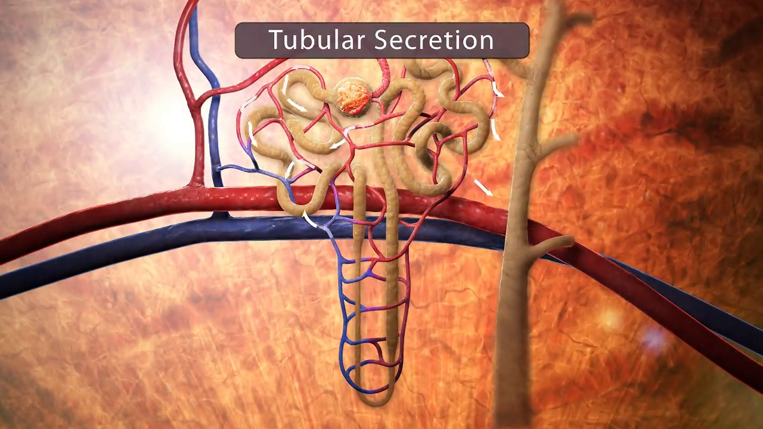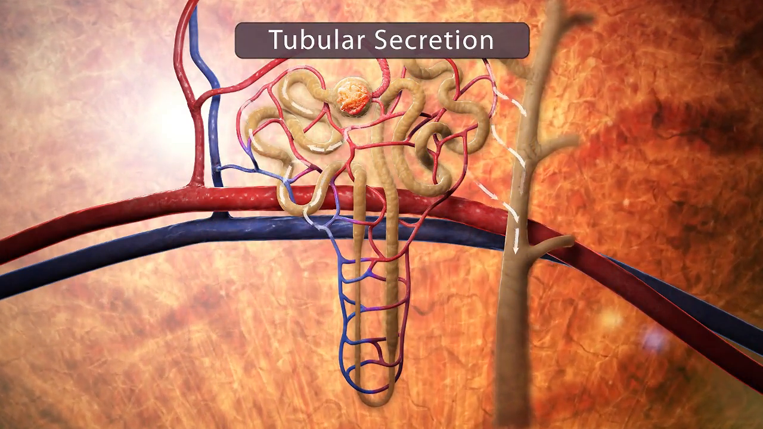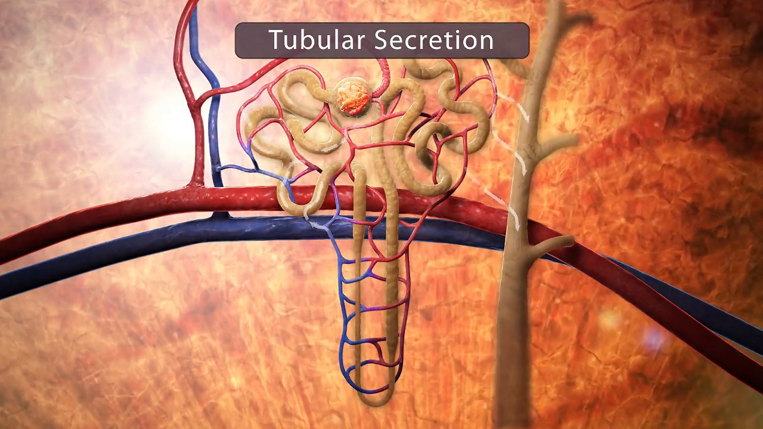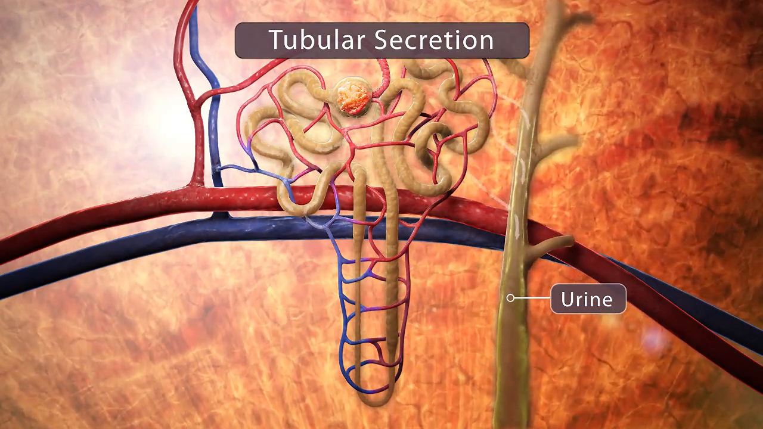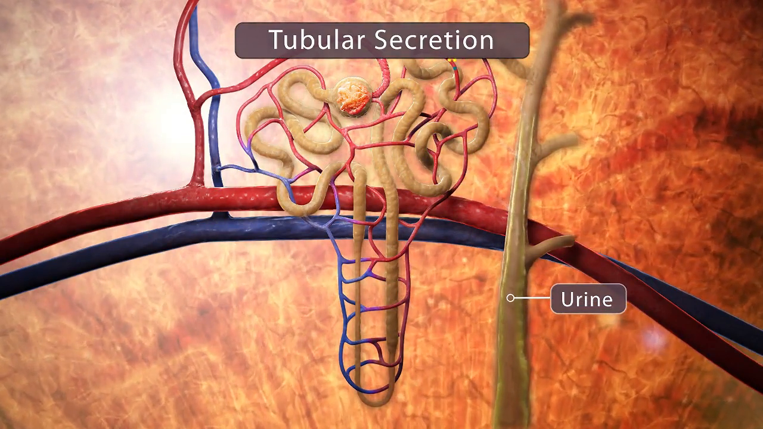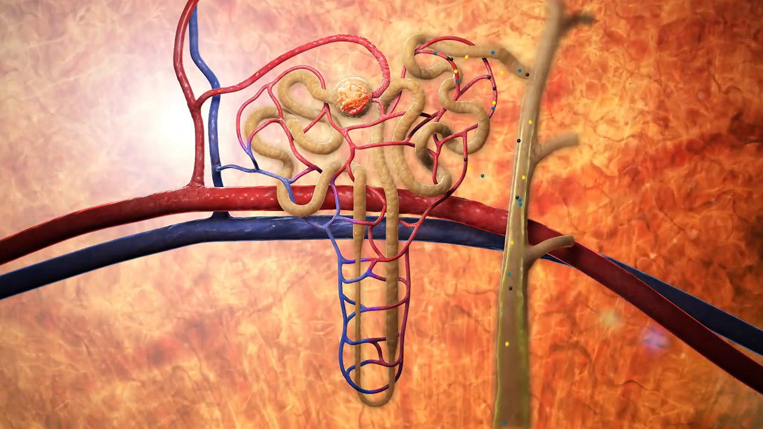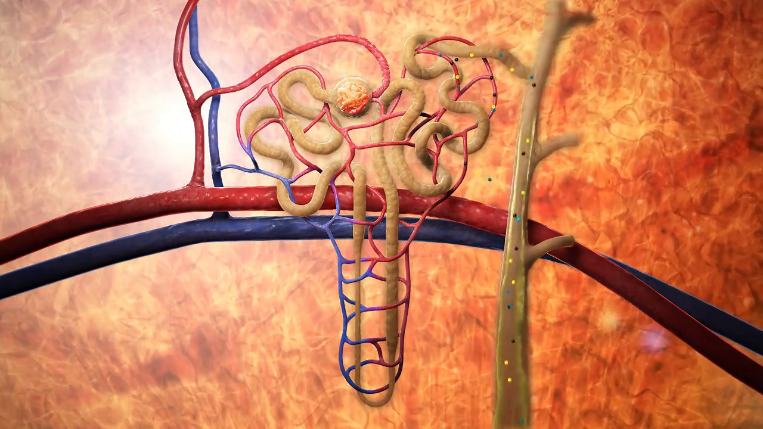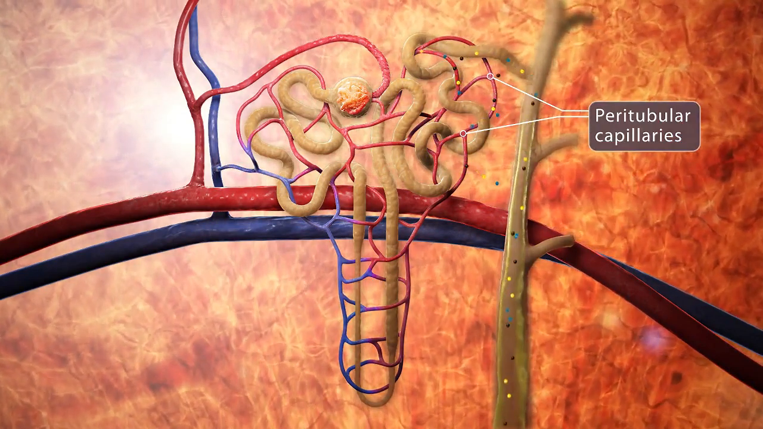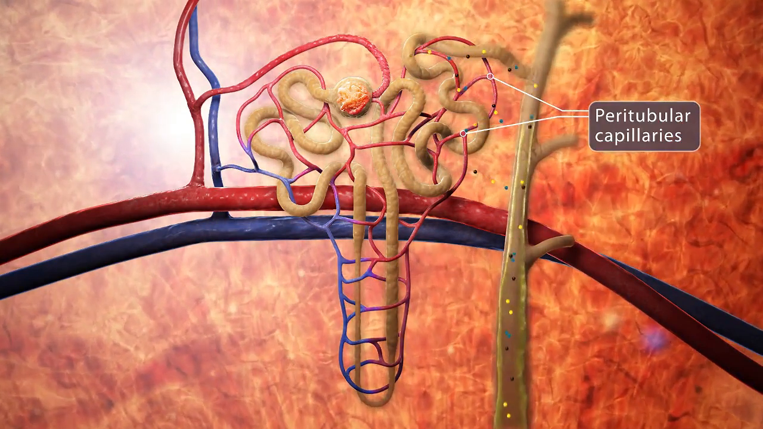Tubular secretion is the transfer of materials from the peritubular capillaries and tubular cells into the tubular fluid for excretion as urine. Hydrogen and potassium ions, as well as other chemicals, drugs, and food additives that need to be removed from the body are transported from the peritubular capillaries into the renal tubule and secreted into the urine.